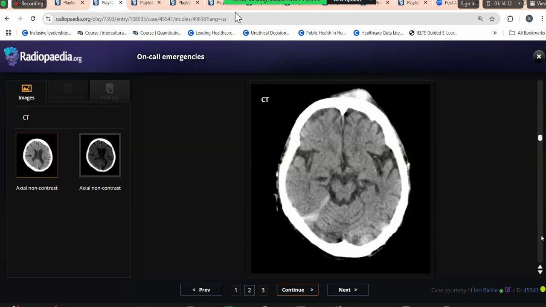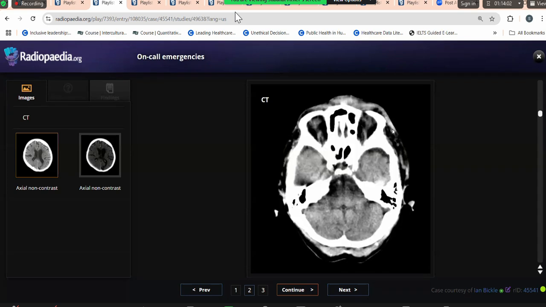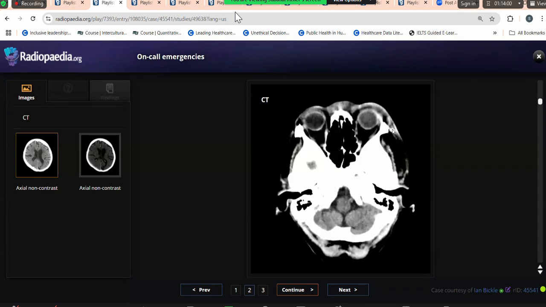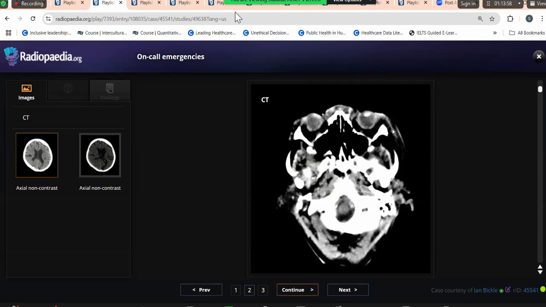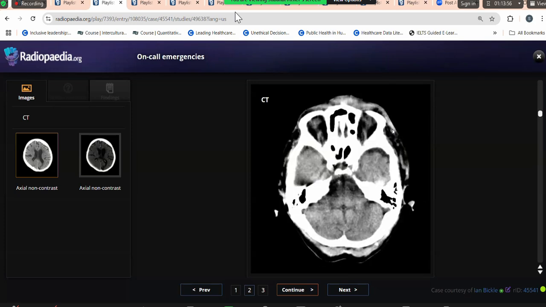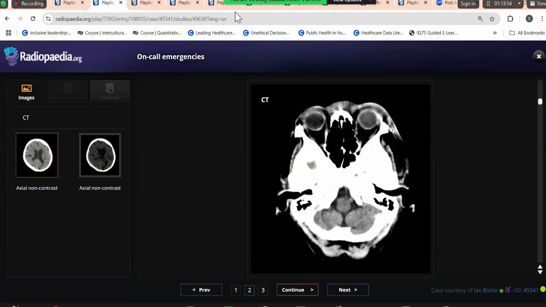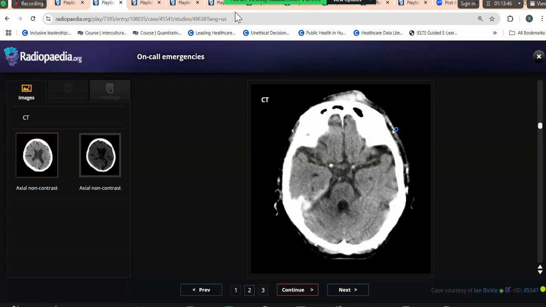There is a focal soft tissue swelling anterior to the left frontal bone, and it appears hyperdense on this plane images. What else can you see? Yes, ma'am. I'm reviewing the images further again, and I can appreciate that there is mild preseptal cellulitis involving the left orbit.